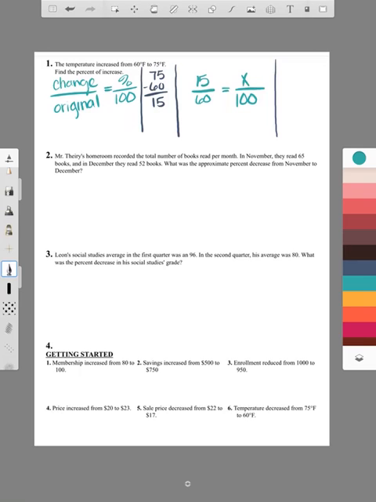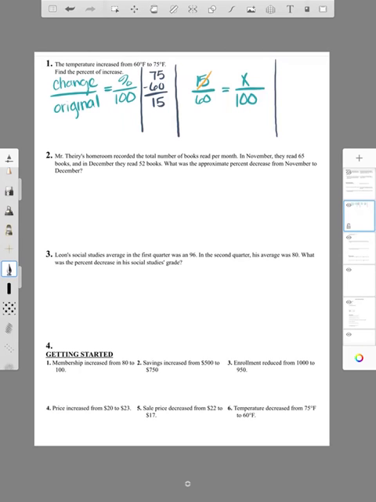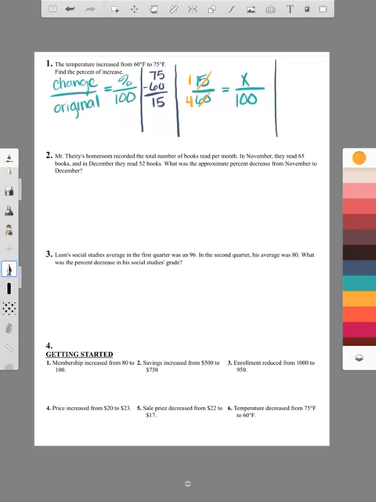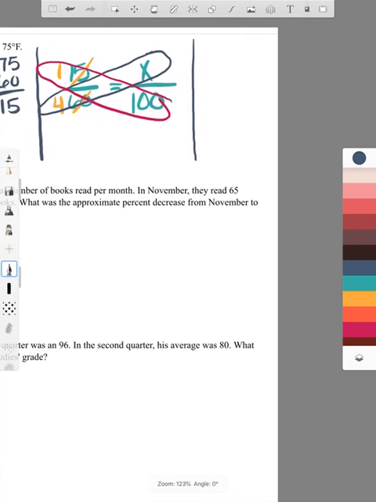Before I cross-multiply, though, I always like to see if I can simplify. I know that 15 can go into 60 4 times, so that means that 15 and 60 are both divisible by 15. 15 divided by 15 gets me 1. 60 divided by 15 gets me 4. So now I'm going to cross-multiply. I'm going to multiply x times 4, and I'm going to multiply 100 times 1. So x times 4 is going to give me 4x.